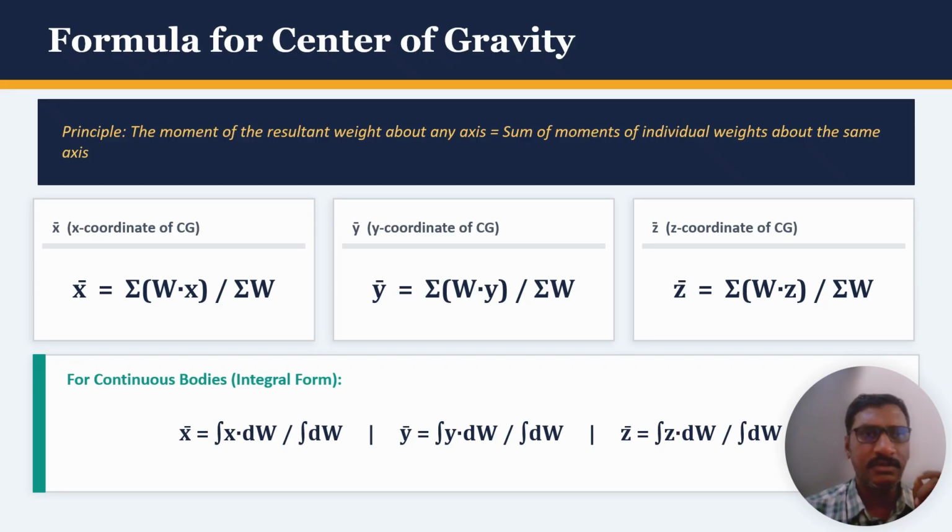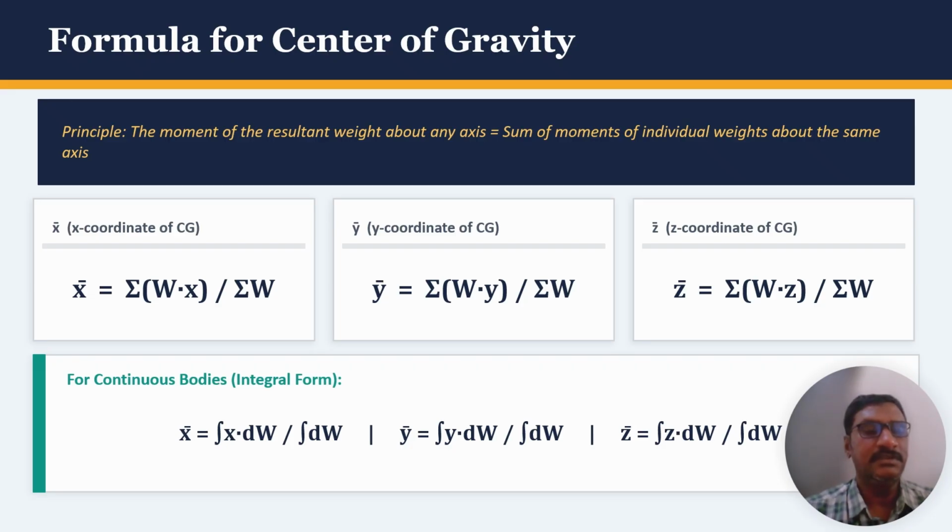Let the CG be located at coordinates x bar, y bar and z bar. The resultant weight W acts through this point only. Now taking moments about the yz plane, that is about the y and z axes, we get W into x bar equals W1 into x1 plus W2 into x2 plus W3 into x3, and so on.